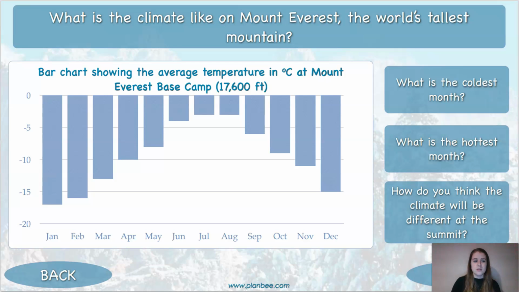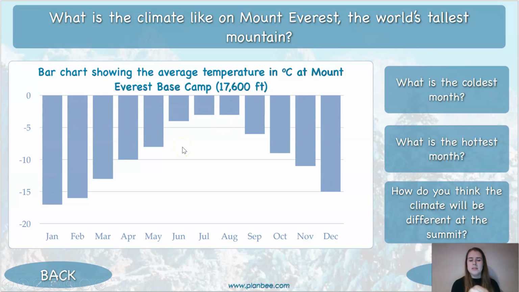Okay, so the coldest month, we're looking at the temperature that's got the biggest minus degrees, and we can see here that's going to be January. Okay, so January is the coldest point as you hit base camp for Mount Everest. We can see that the hottest months are actually July and August. They both peak at the same temperature of around -3 degrees.